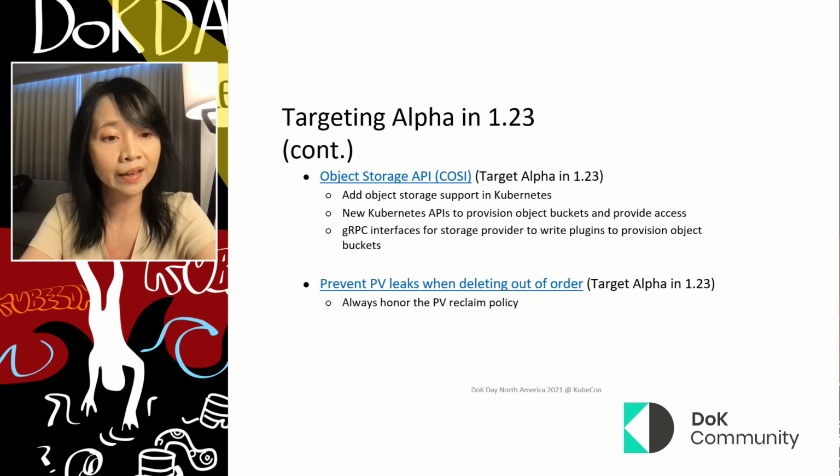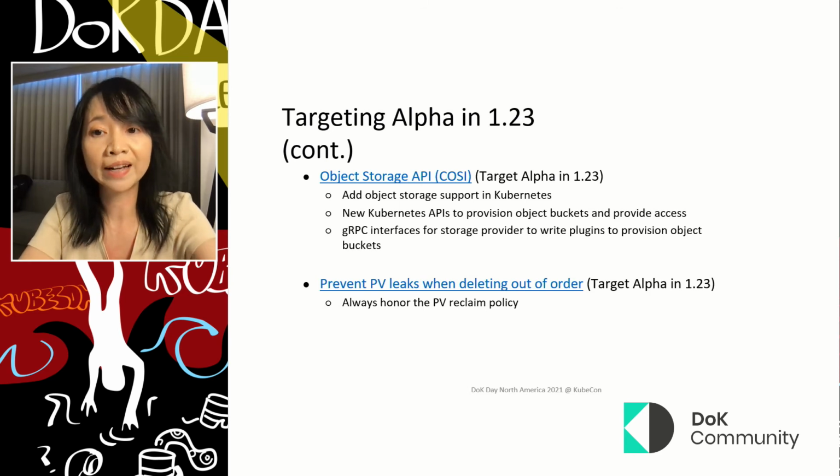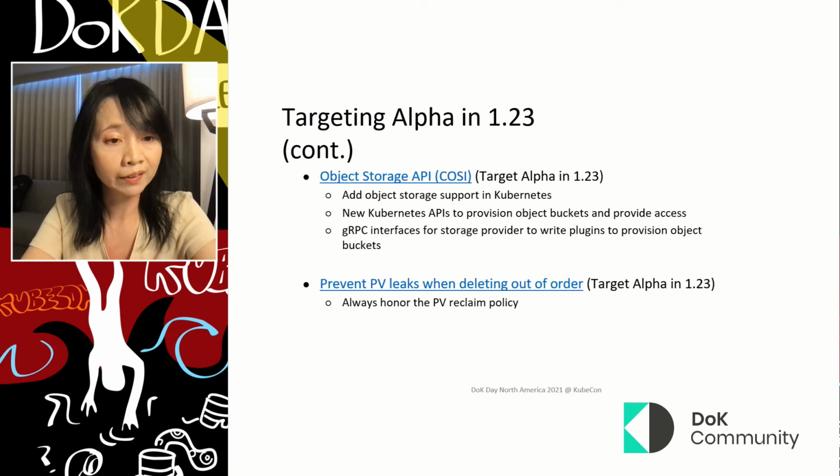An object bucket cannot be mounted. It is accessed through the network. Also, object storage has more fine-grained access control. COSI defines Kubernetes APIs to provision object buckets and provide access. COSI also provides gRPC interfaces so that a storage vendor can write a plugin to provision object buckets on their backends.